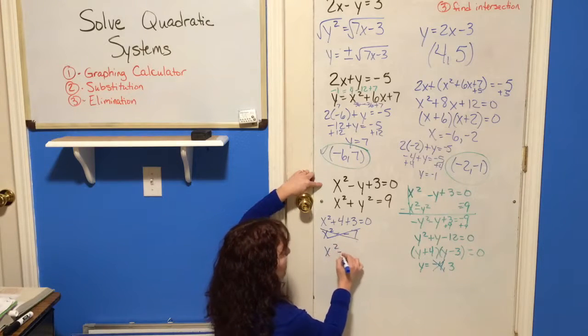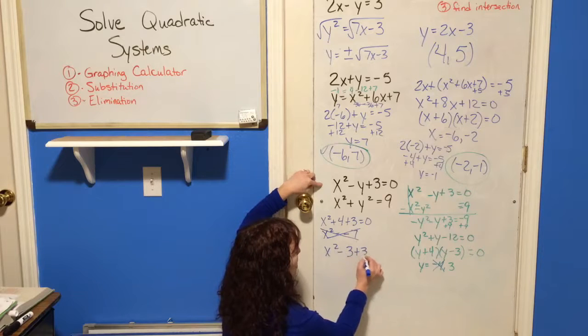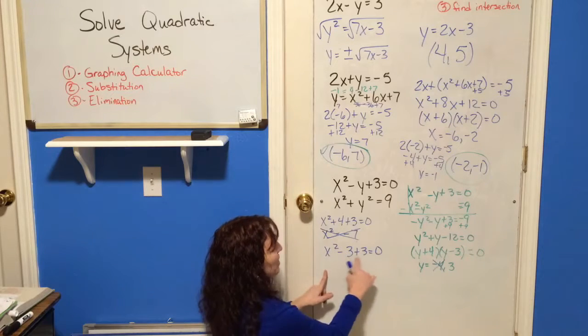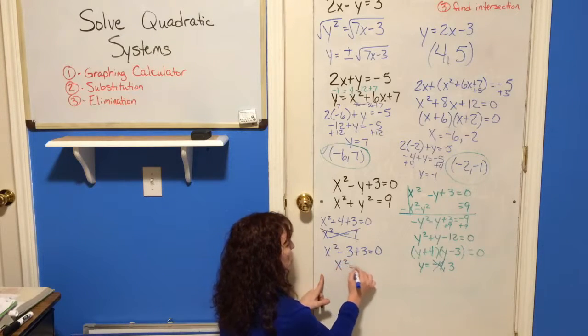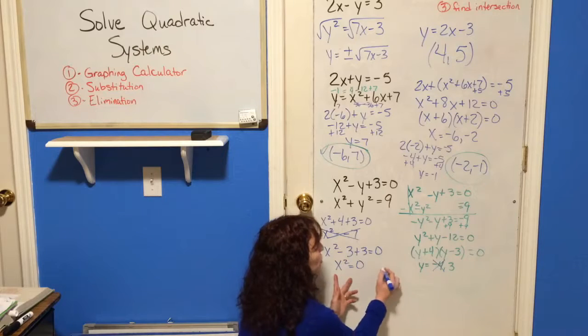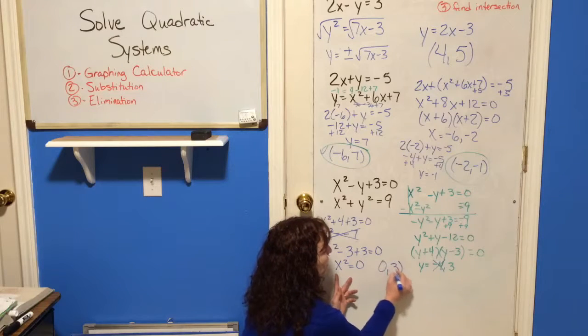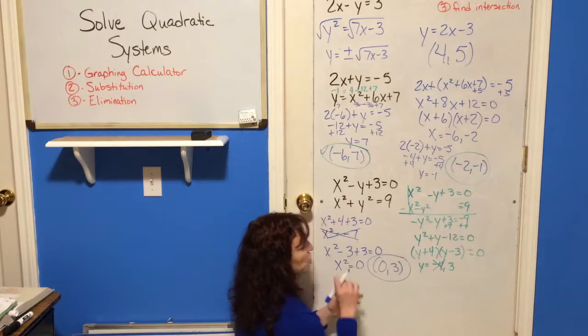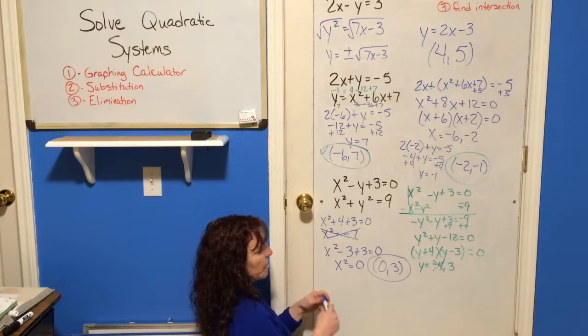X squared minus 3 plus 3 equals 0. So minus 3 plus 3, x squared equals 0. Is that a possible solution? Sure. X squared could be 0. 0 times 0 is 0. So 0, 3 is your only solution in this case.